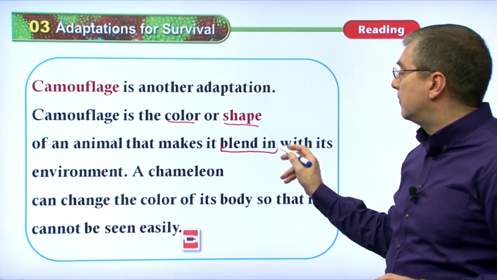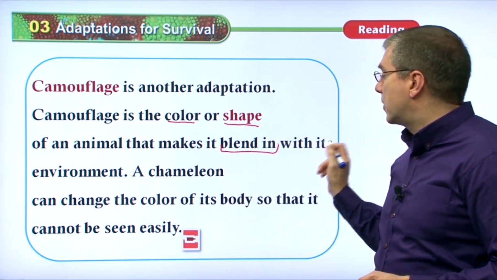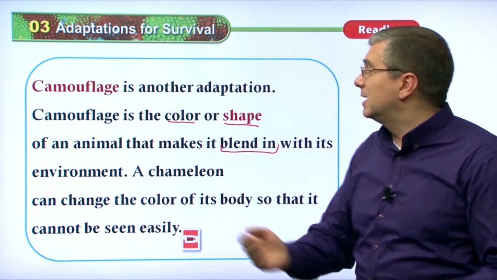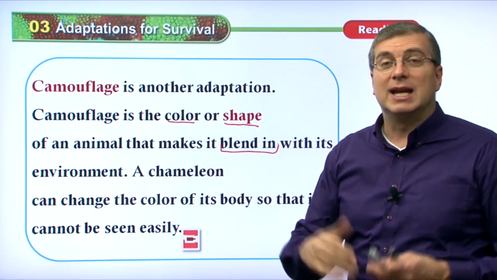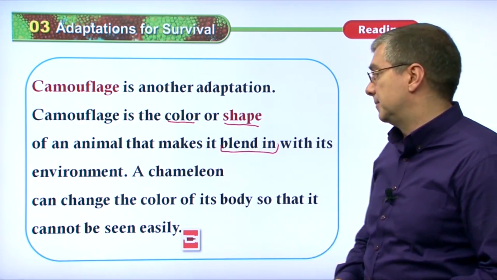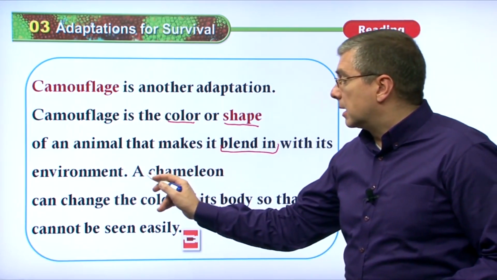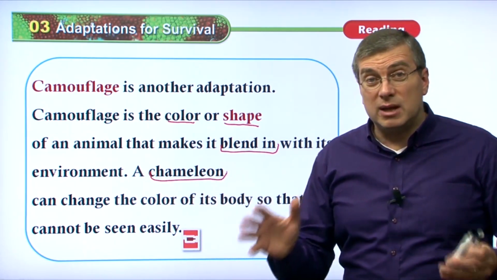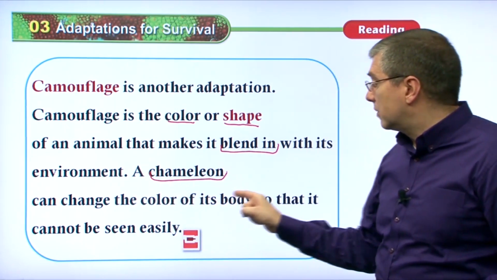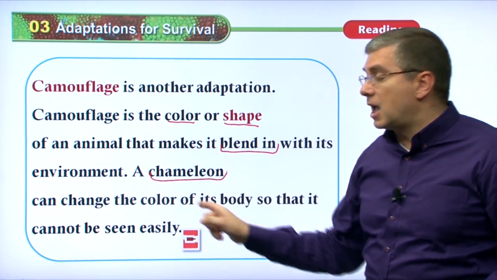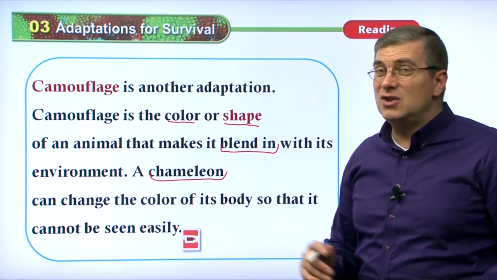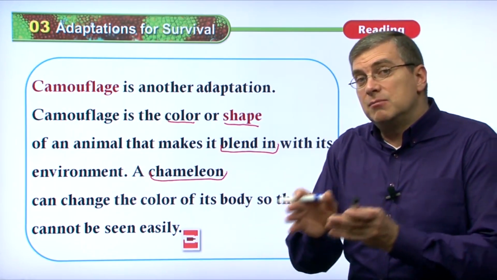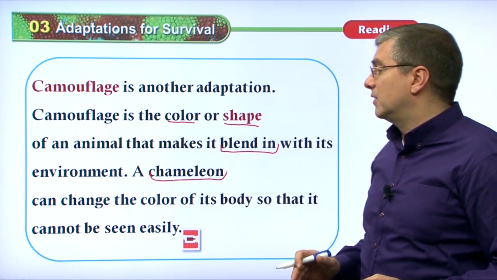I taught you this word before. Blend in with its environment. So if something blends in with the environment, it is using camouflage. Camouflage is an adaptation. A chameleon is a type of lizard, right? A chameleon's really amazing. It can change the color of its body so that it cannot be seen easily. And it can change its body color in an instant, right? As it moves, it can change the color of its body.